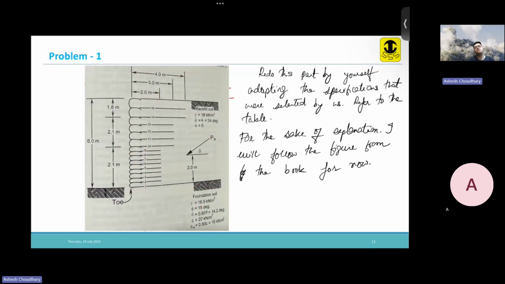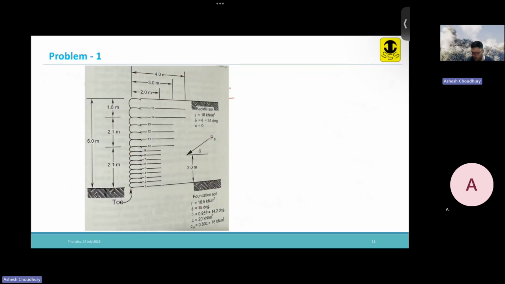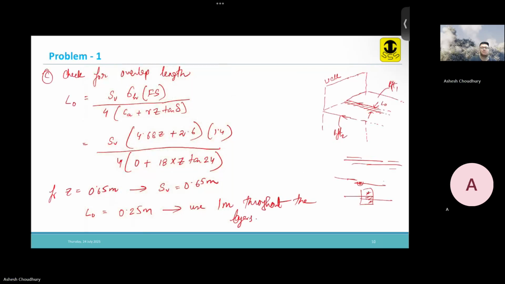So you redo this part by yourself, adopting the specifications that were studied by us. Refer to the table. For the sake of explanation, I will follow the figure from the book for now. I know the handwriting is bad because it's difficult to write in this presentation, so please manage. Understood?